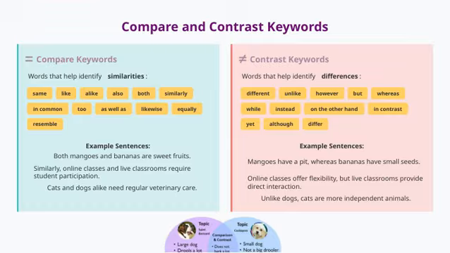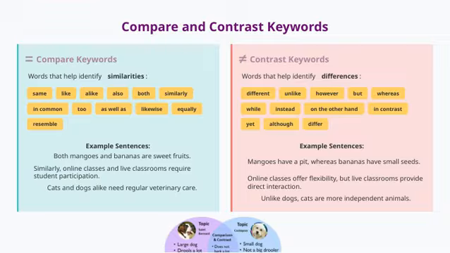For example, I might say, both mangoes and bananas are sweet fruits, which clearly shows a similarity. Similarly, if I mention, online classes and live classrooms require student participation, the word similarly links these two to highlight a common aspect. Or, cats and dogs alike need regular veterinary care, emphasizes that both animals require attention.